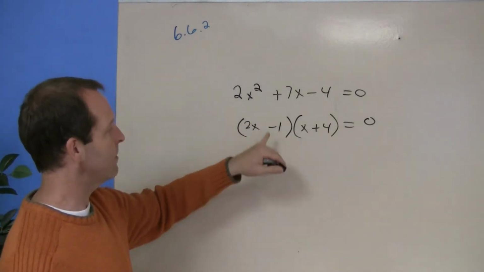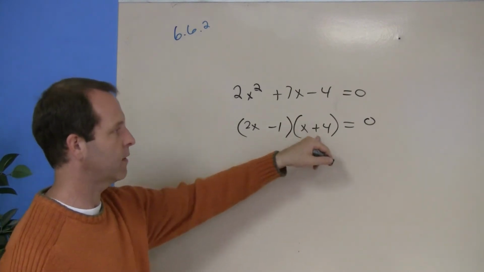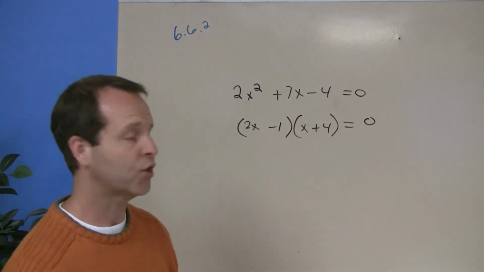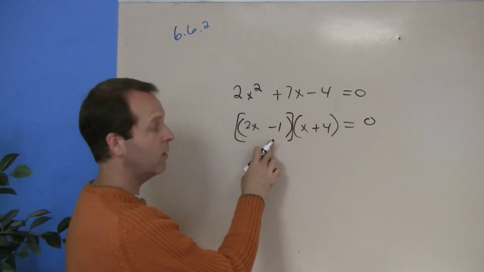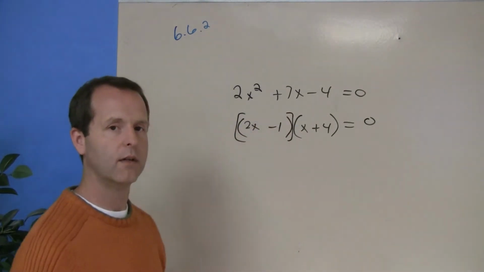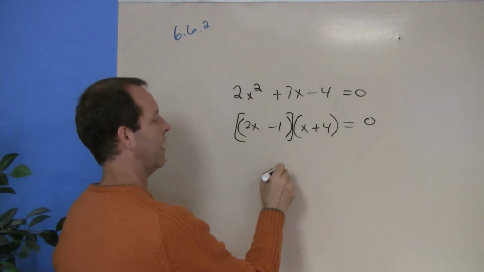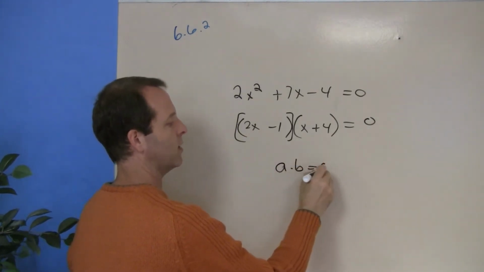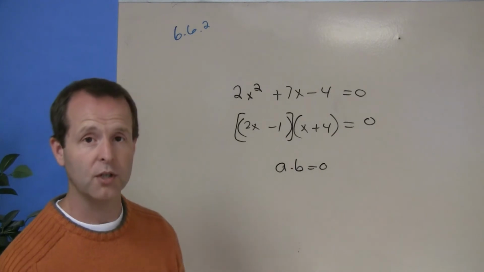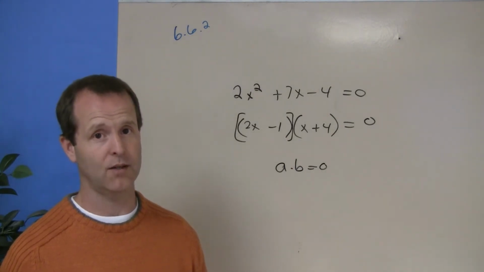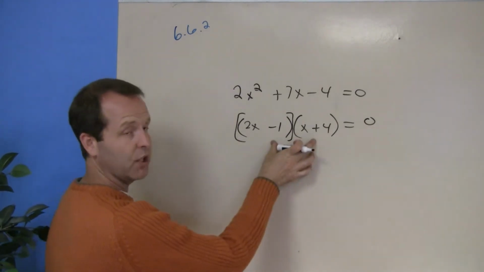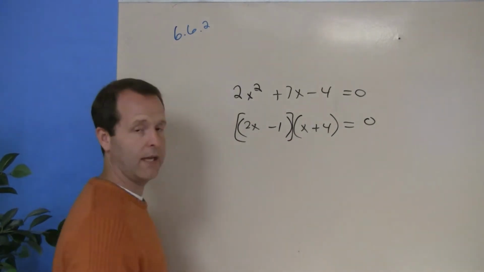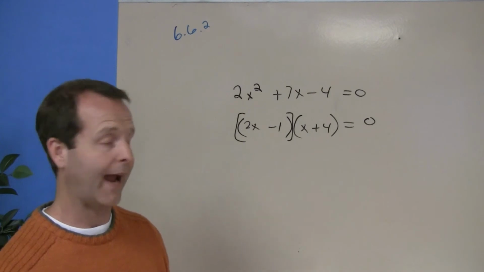Well, for this statement to be true, 2x minus 1 times x plus 4 equals 0, we know that either the first term would have to be 0 or the second term would have to be 0. And that makes sense. Imagine that I have a times b equals 0. Well, what do you know to be true? One of those has to be 0. So likewise, since I have factored this down, I know that one of those has to be 0. So let's find out where that happens.